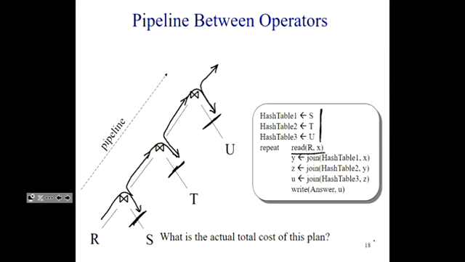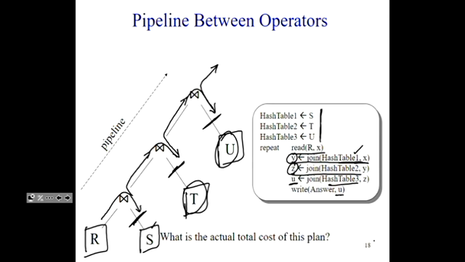And therefore, the actual total cost of this plan is basically you're reading in R once, you're reading in S once, you're reading in T once, you're reading in U once, right? The other thing is that in the middle, you're not doing anything in terms of I/O, right? You're basically pipelining through all of those steps. You're not writing anything to disk. You're not reading anything from disk. And therefore, the cost of these intermediate steps is just one big zero. So basically, your cost is just reading in all of these input relations.